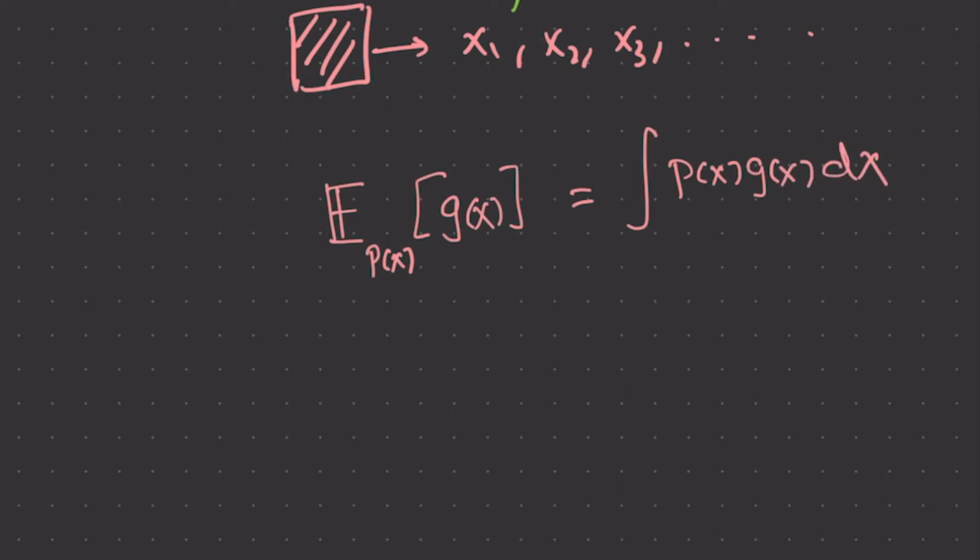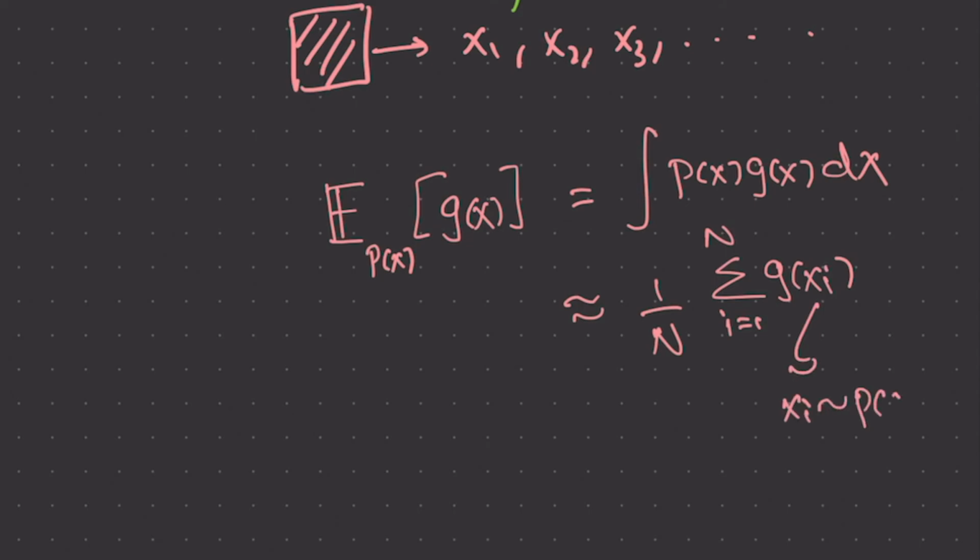Now, what you will often find is that estimating this integral is computationally intractable. And what you will end up doing is obtaining a Monte Carlo estimate, which can be written as 1 by n sigma i goes from 1 to n g of xi, where these xi's are obtained by sampling from the distribution under which you are computing the expectation.